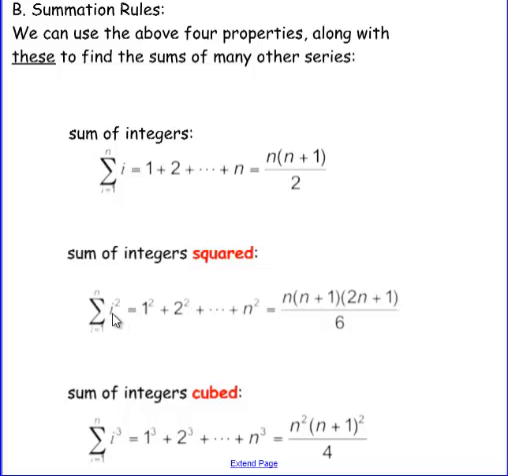If it's an integer squared, as in this case, we have the integer squared, you would do n times n plus 1 times 2n plus 1 and divide by 6.